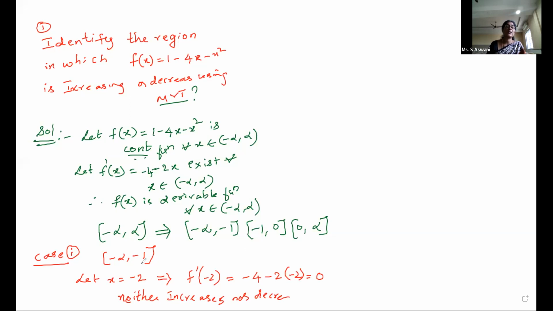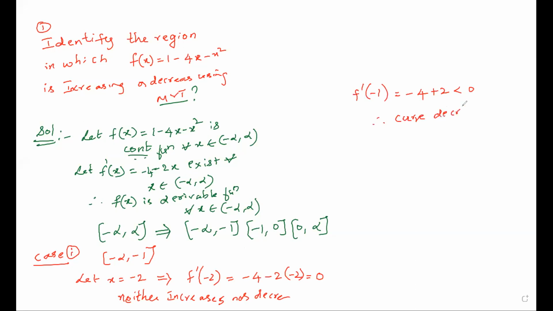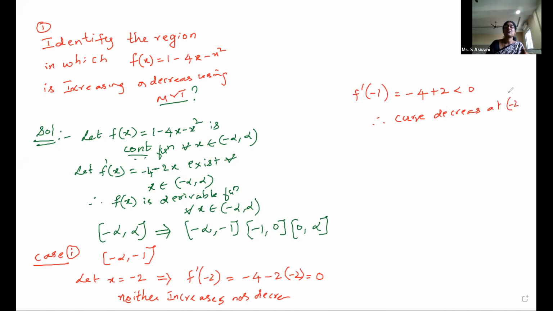ఈ మధ్యలో -1 తీసుకుంటే ఎక్కడ ఏమవుతుందో చూడండి. f dash of -1 is -4 + 2 which is less than 0. Therefore curve decreases at open interval -2 to closed interval -1. అంతేనా? నేను కరెక్టేనా రాస్తుంది? సో ఇక్కడ సర్చింగ్ అయిపోయింది. నెక్స్ట్ ఇంకోటి కేస్ 2.